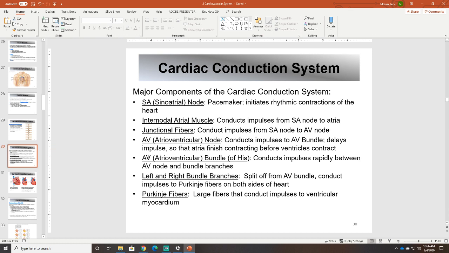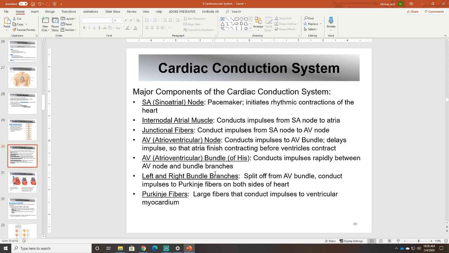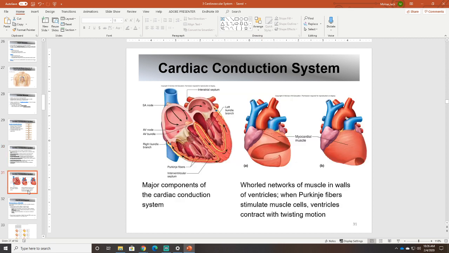All right, so the AV or atrioventricular bundle, also called the bundle of His, conducts impulses between the AV node and the bundle branches. It's that short little bit we saw right here, kind of embedded in the wall there. And then from there we have the left and right bundle branches that split off from the atrioventricular bundle, and they conduct their impulses down to the Purkinje fibers, which are large fibers that conduct the impulses to the myocardium or heart muscle.